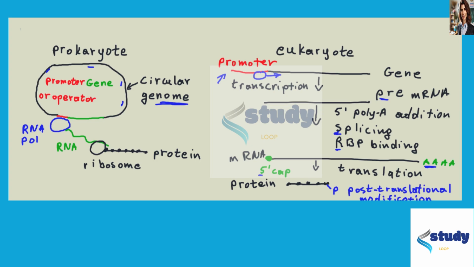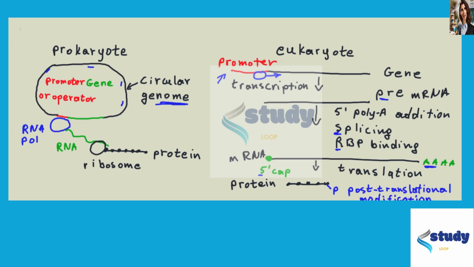that can be translated into a protein, and then the protein can be further modified, or its action can be further modulated by addition of chemical groups like phosphates, and those are post-translational modifications. So that's a high-level overview of prokaryote and eukaryote gene expression regulation.